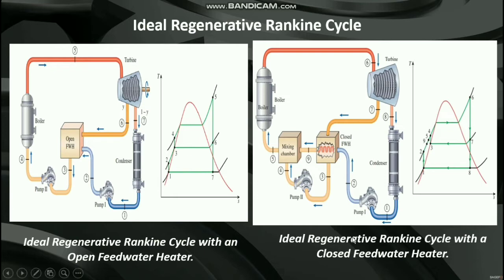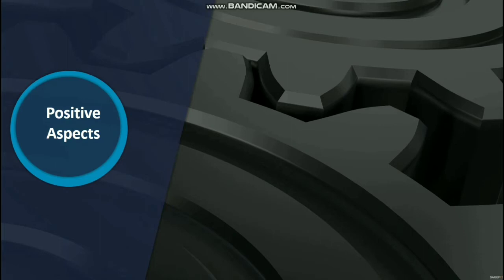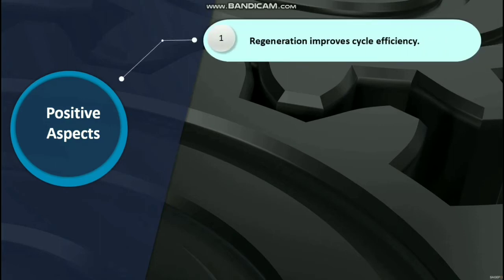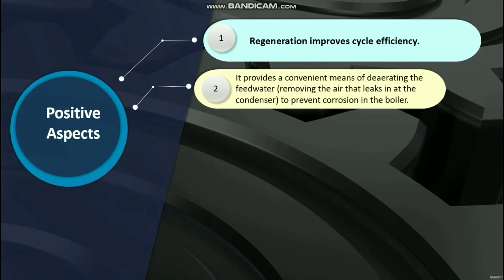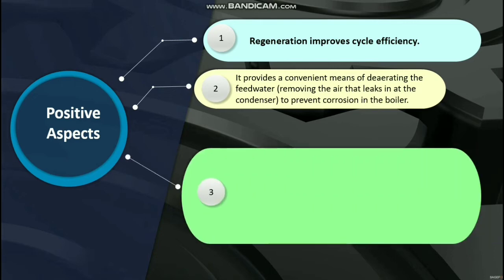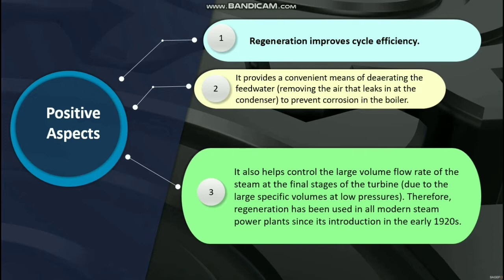So let's discuss the positive aspects of the ideal regenerative Rankine cycle. Number 1, regeneration improves cycle efficiency. Number 2, it provides a convenient means of deaerating the feed water, which means removing the air that leaks in at the condenser to prevent corrosion in the boiler. The third, it also helps control the large volume flow rate of the steam at the final stages of the turbine due to the large specific volumes at low pressures. Therefore, regeneration has been used in all modern steam power plants since its introduction in the early 1920s.